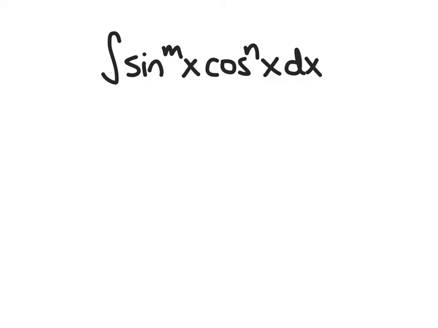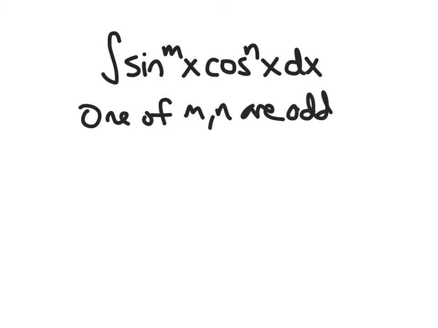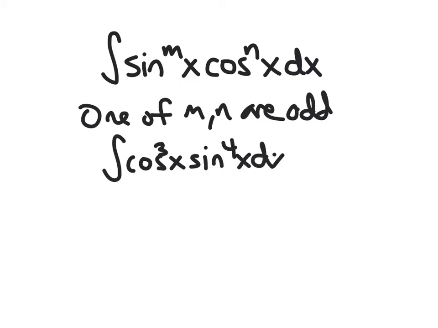The first one we'll look at is the powers of these trig functions. The easier case will be when at least one of m and n is odd. So let's go ahead and look through an example and try to figure out what's going on. Suppose we have something like cosine cubed x sine to the fourth x dx. Well, clearly one of these is odd, so that's a good start. So how do we do this?